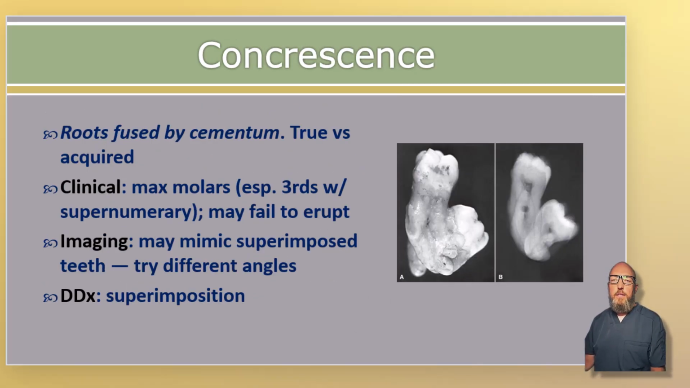Concrescence is what it's called when roots are joined by cementum. This can occur because of space restriction, trauma, occlusal force, or sometimes infection can contribute to it. True concrescence occurs during early development and acquired occurs later. So, surgical caution. When you're extracting a tooth like this, it could be really difficult because if they're bridged by cementum, those teeth are going to be fused together.